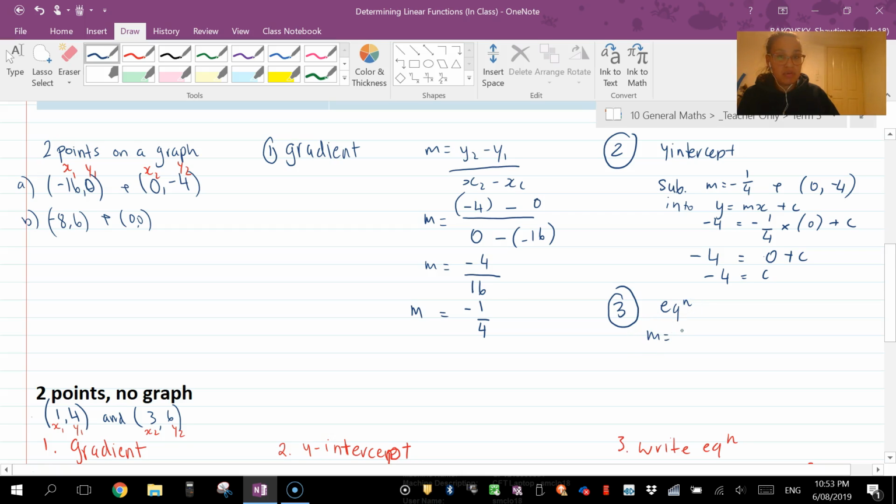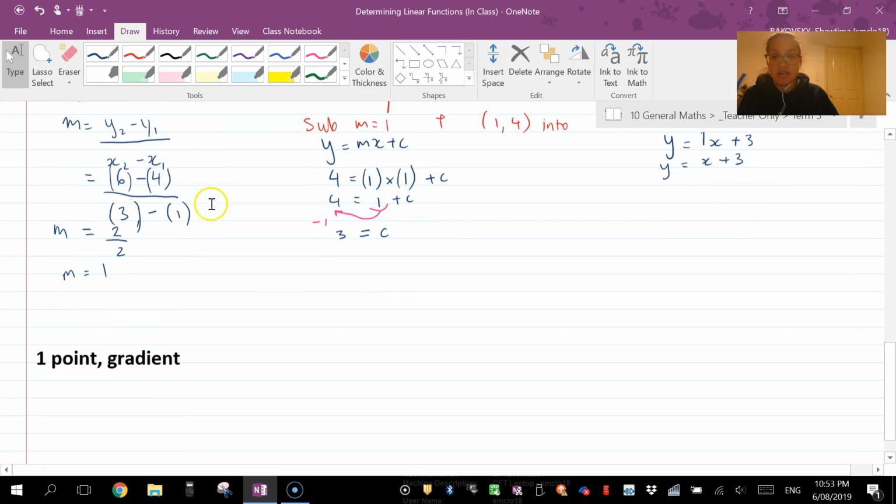M equals -1/4, c equals 4, and your equation is going to be y equals mx plus c, so y equals -1/4 x, it's not plus because there's a negative here, 4. That is your equation for a line that passes through these 2 points.